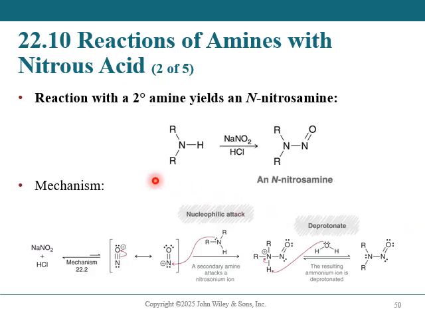Now, when we're talking about reactions with secondary amines, you will end up with an N-nitrosamine. The way that works, the mechanism is a nucleophilic attack followed by a deprotonation. So we have the nitrosonium ion. It gets nucleophilically attacked by the secondary amine, and after that, then we get a deprotonation step.